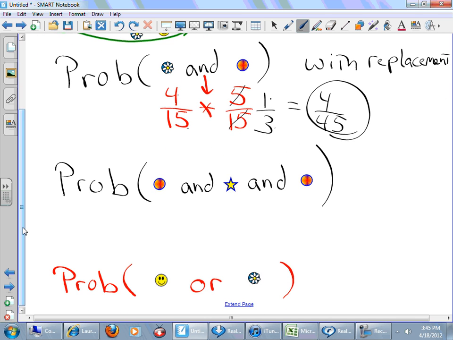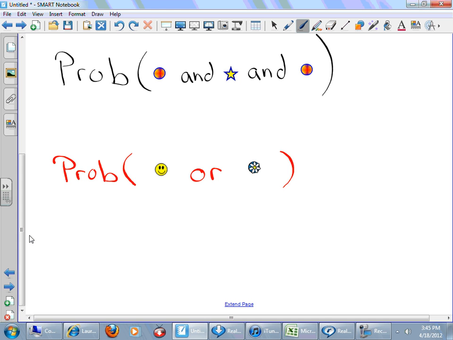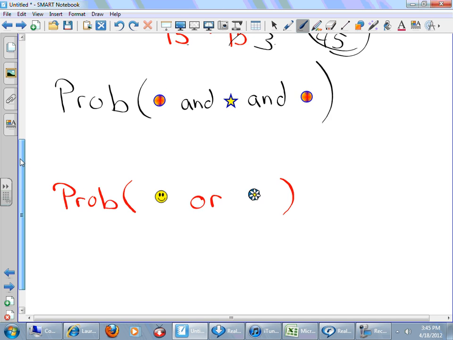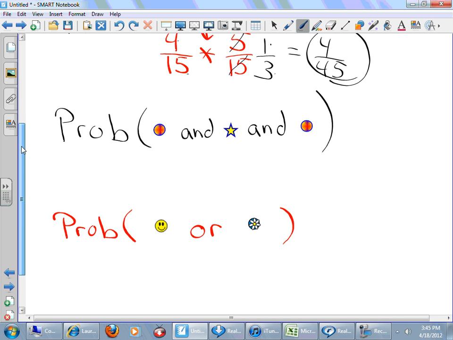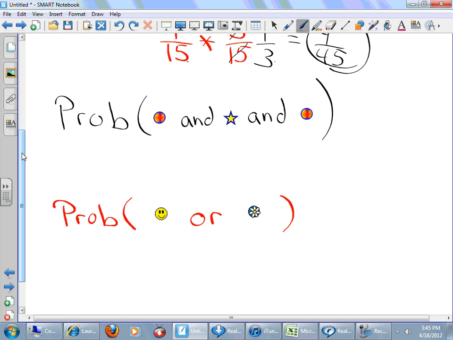Now let's take a look at this one. It looks like the same problem, but it's not. This time I'm going to get a rainbow, a star, and then another rainbow. And again, you need to know, there are actually 3 events going on here, but are we putting the jelly beans back? Let's see. No, we are not.